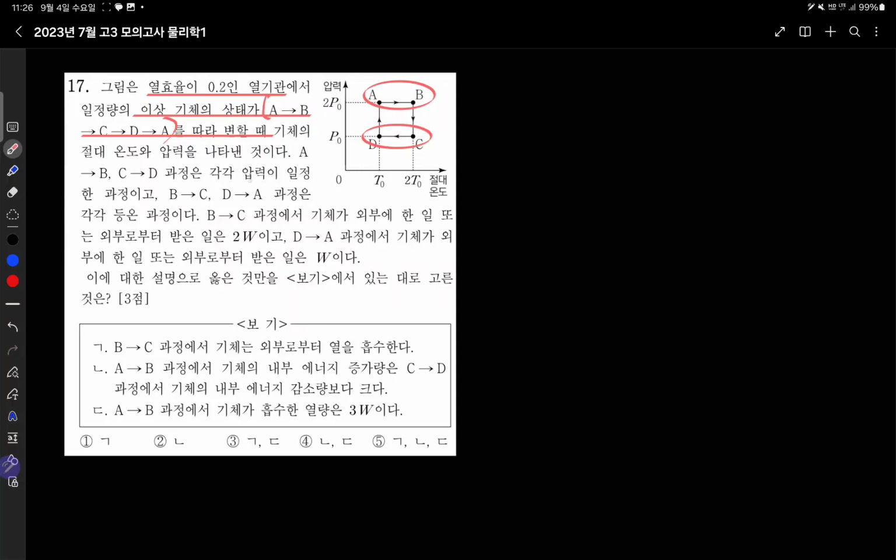pressure is constant. And from B to C and D to A, temperature is constant.